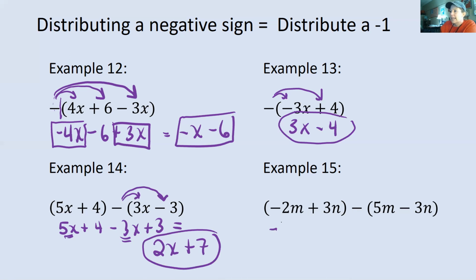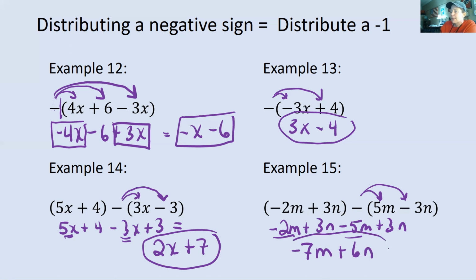All right, we're going to bring down negative 2m plus 3n, and then we're going to distribute the negative sign. So minus 5m plus 3n. So then we have negative 7m plus 6n. And that's our final answer.